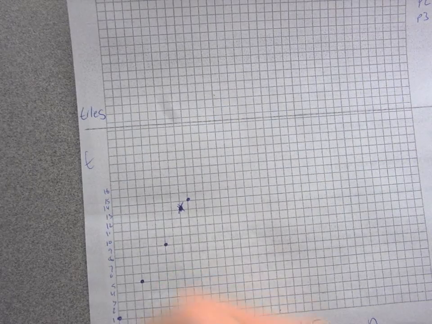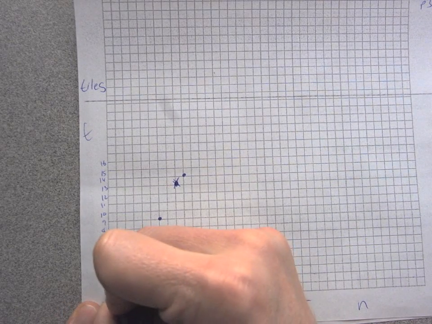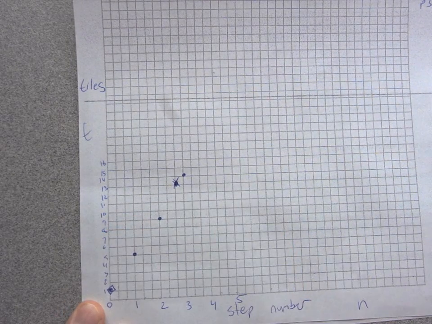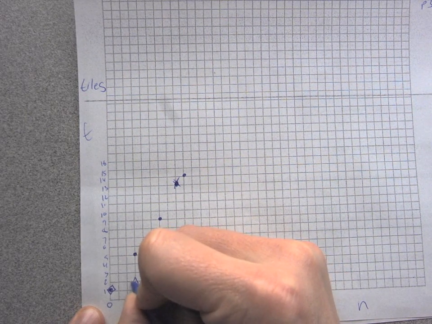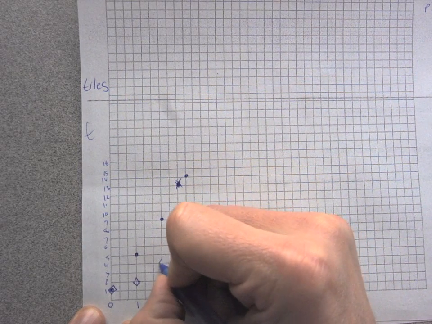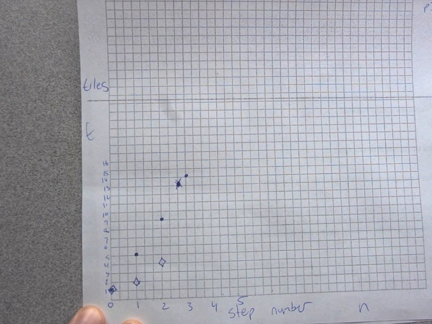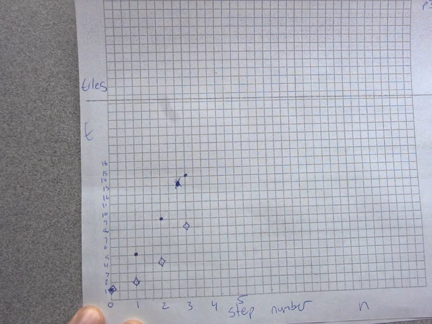Okay, so the first point was also 0, 1. Okay, so let's put a diamond around the dot to show that they're both there. Okay, next we had 1, 2. That was our next coordinate, 1, 2. So let's put a diamond there. Okay, and then we had 2, 4. Right, let's put a diamond there. And then we had 3, 8. So let's put a diamond there.